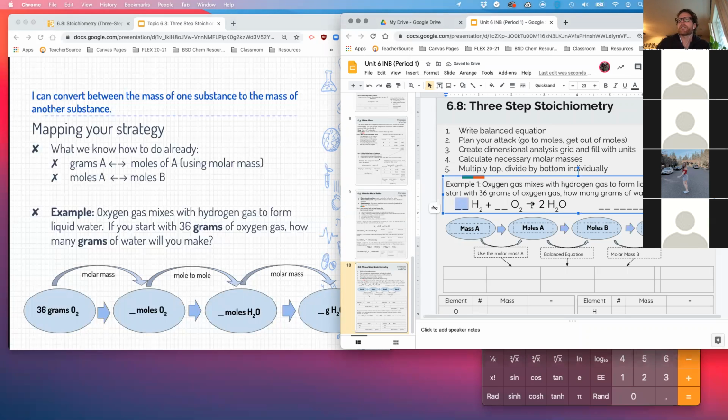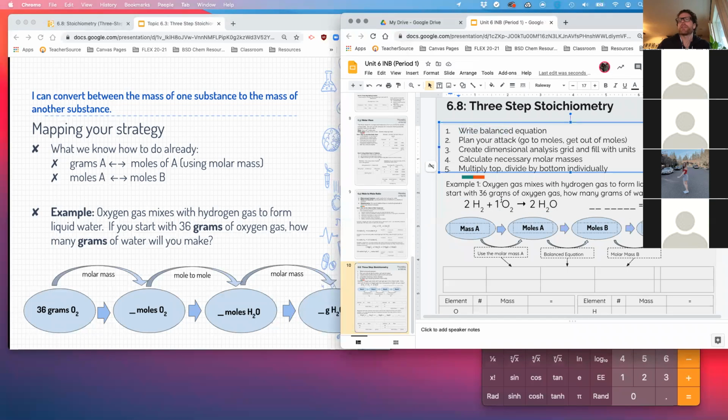That means on this side, I have four hydrogens. That means I have four hydrogens. And then on this side, I have one oxygen gas. So the first step right here is write the balanced equation. I have it written. Bam.